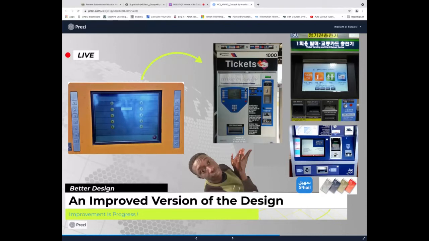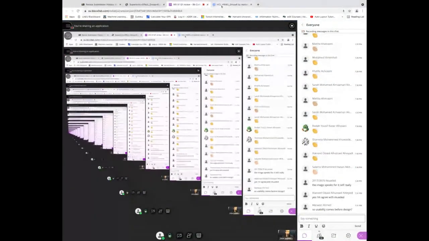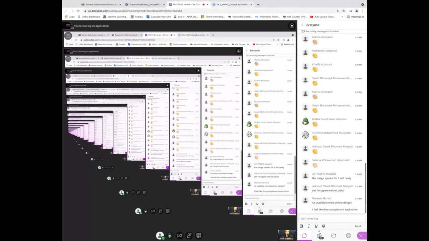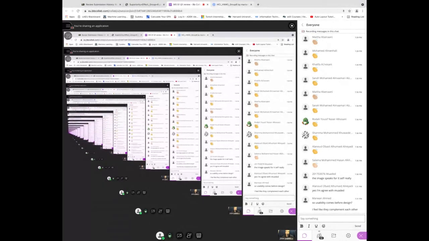Usability comes before design. Marwan, what do you think? Do you want a car that works or a car that looks good? Marwan? Usability comes before anything. Totally. Yeah. Bad usability is bad design. You cannot have good design with bad usability. Sounds good? Not in this class. Usability is the most important thing.